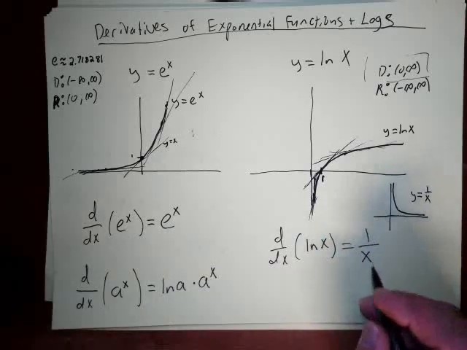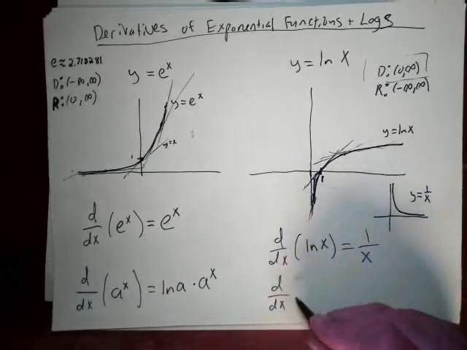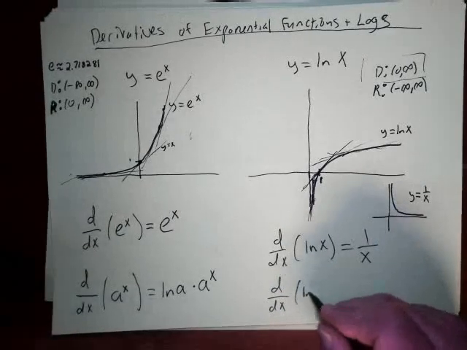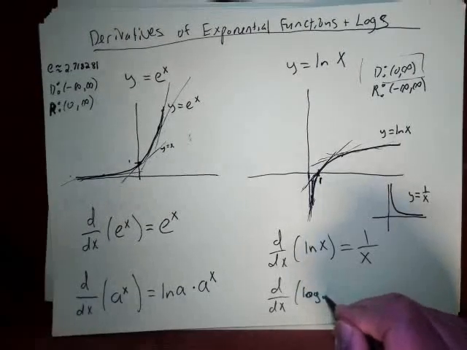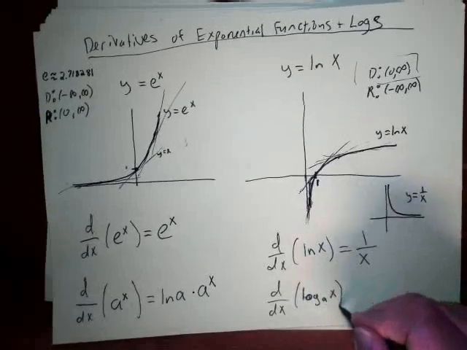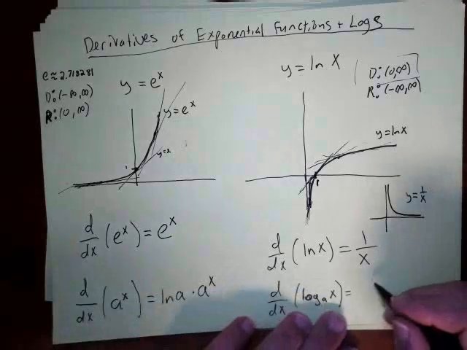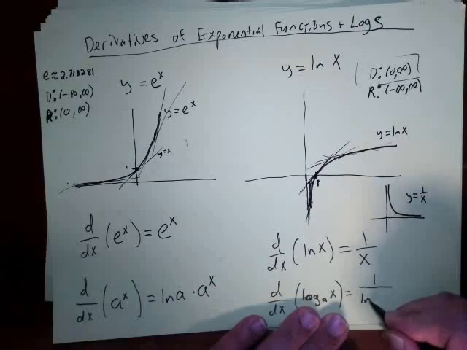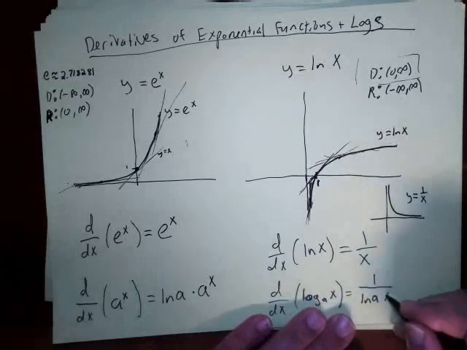And this here, the derivative d/dx of log base a of x. So this is some other base, log base a of x. This is not as common here, but it's going to be equal to 1 over the natural log of a, whatever the base is, times x.